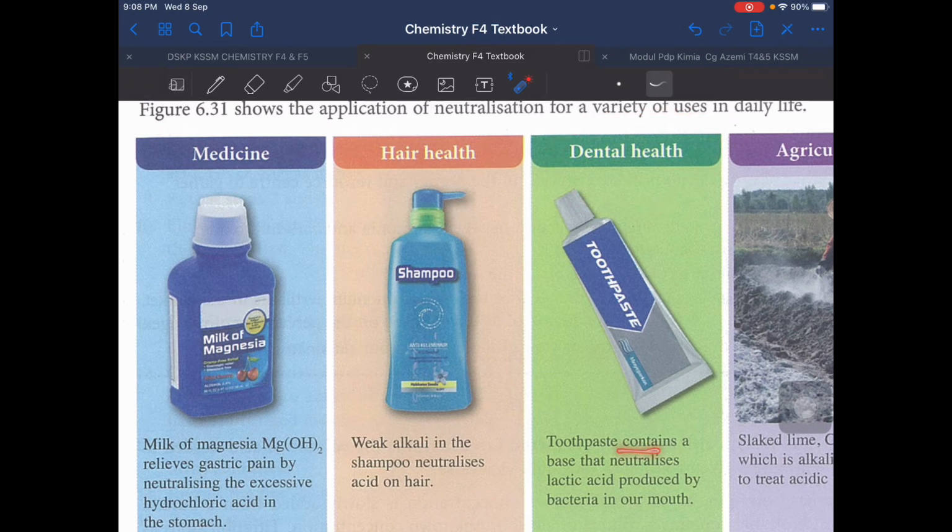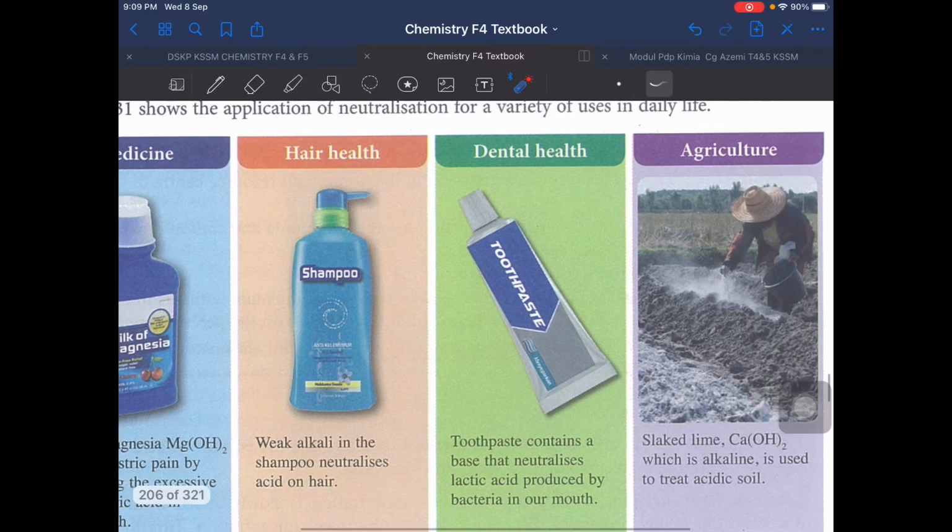Dental health, kesihatan gigi. Toothpaste contains a base that neutralizes lactic acid produced by bacteria in our mouth. Mulut kita ada asid lactic. Sebab itu berbau pagi-pagi. So what we do? Neutralize that by using toothpaste. Kenapa? Because toothpaste ada base.